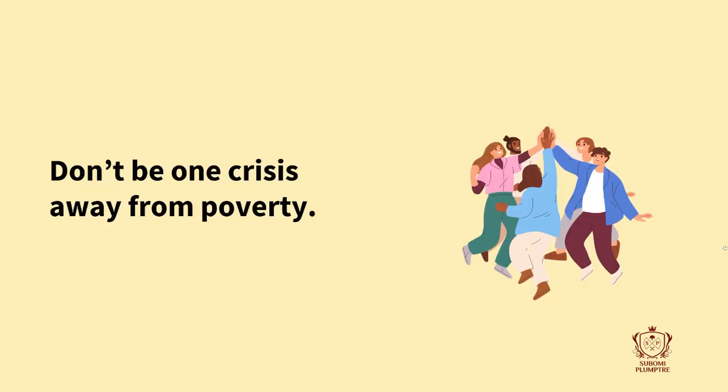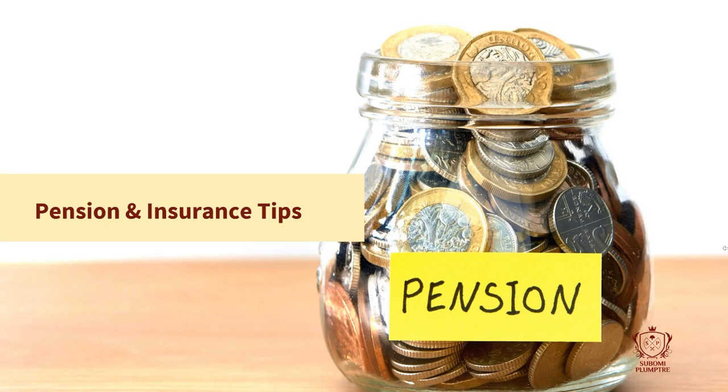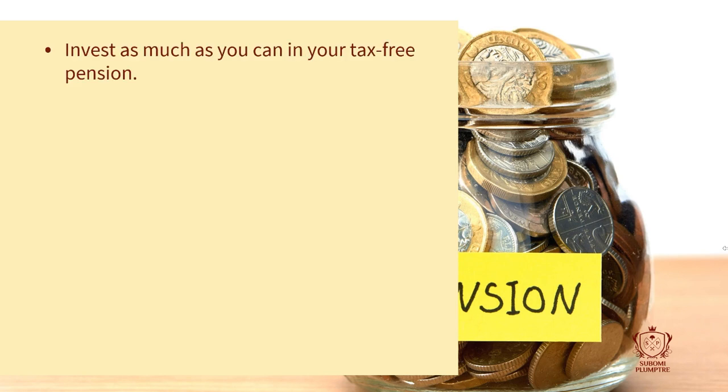Now, don't be one crisis away from poverty, and this is where insurance comes in. As much as possible, you need insurance that takes care of your significant out-of-pocket expenses should anything go wrong. And we'll talk about this.